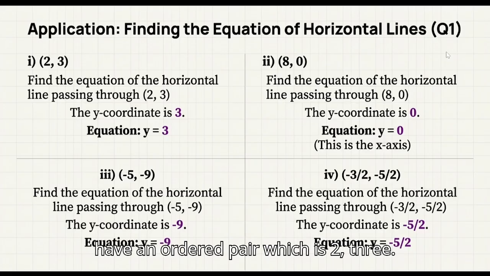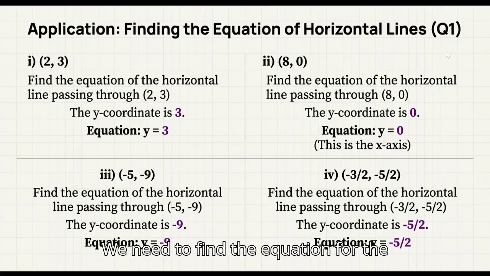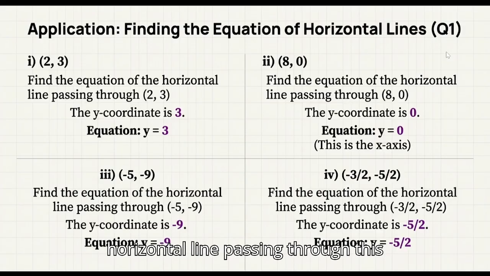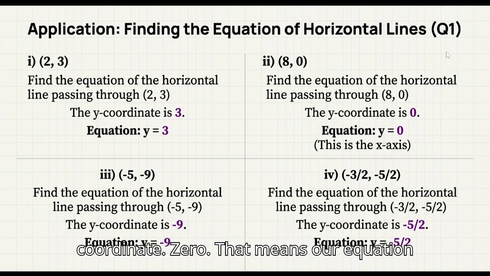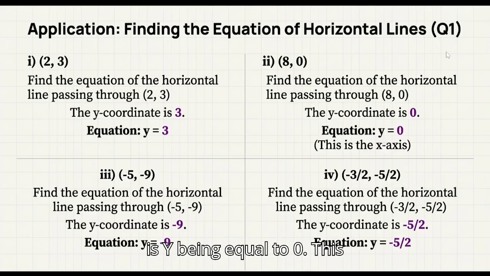Here we have an ordered pair, which is (2, 3). We need to find the equation for the horizontal line passing through this coordinate. The y coordinate is 3. That means y is equal to k, and here y will be equal to 3. For the second part, we have (8, 0). So the y coordinate is 0. That means our equation is y equal to 0.